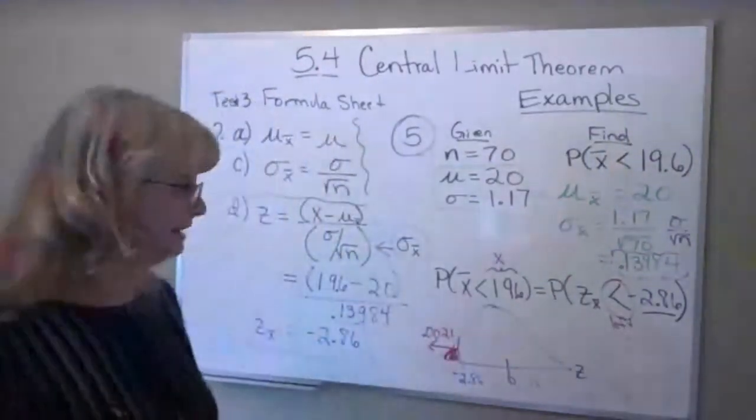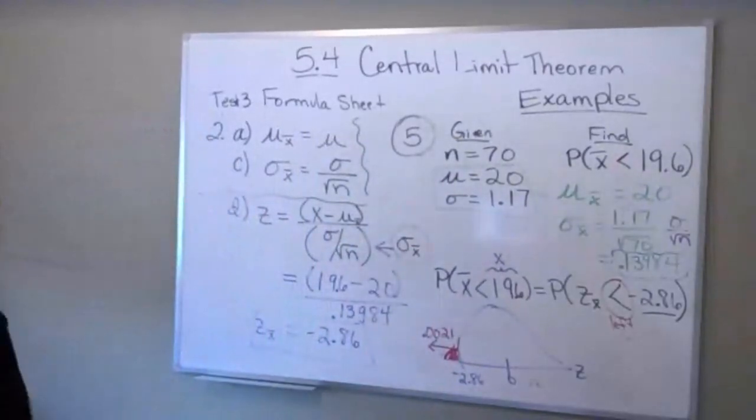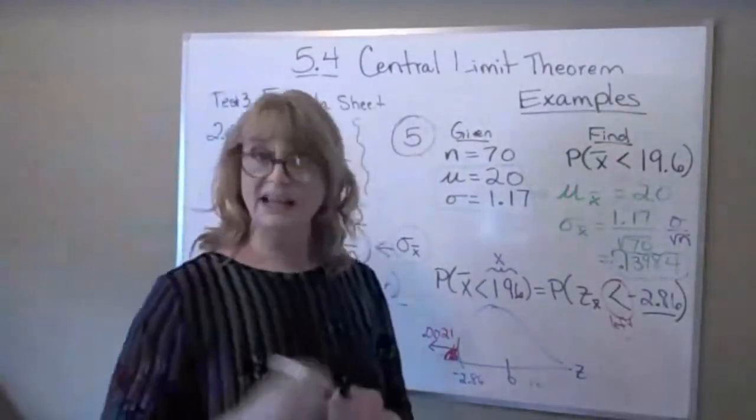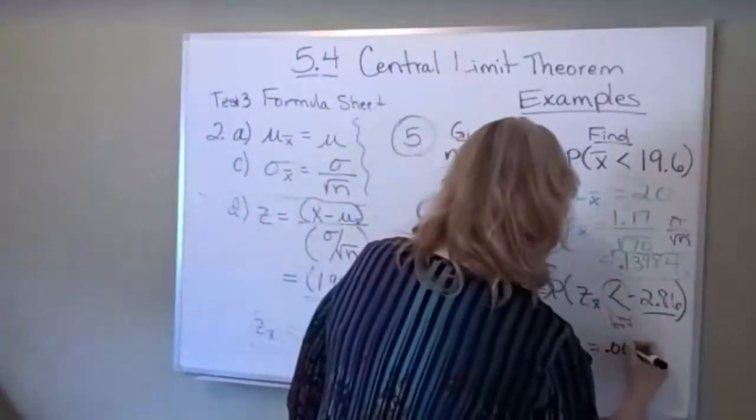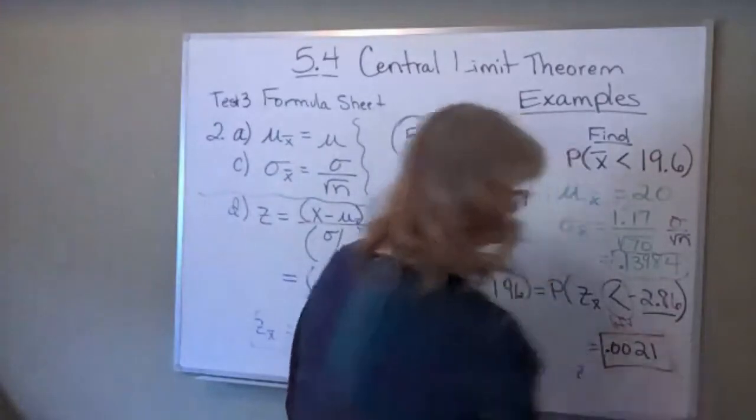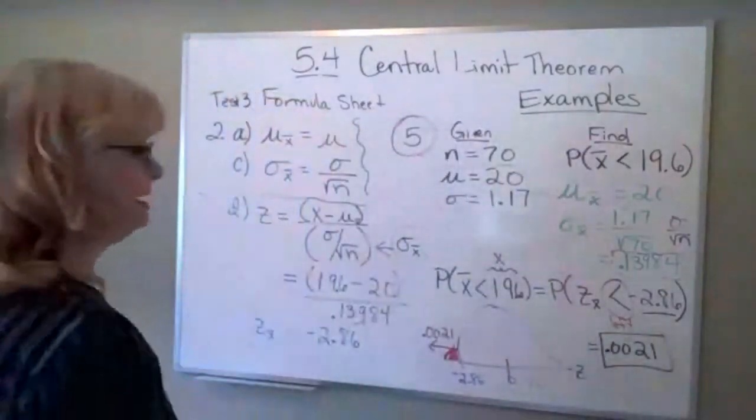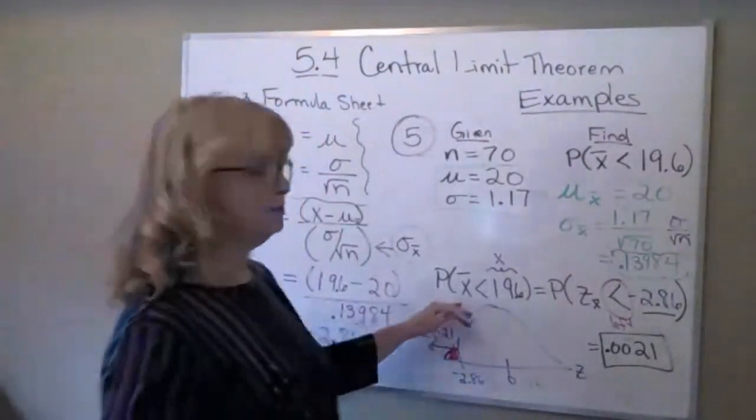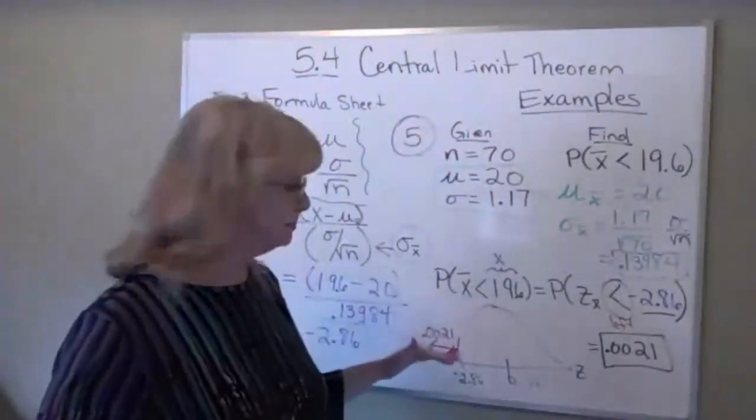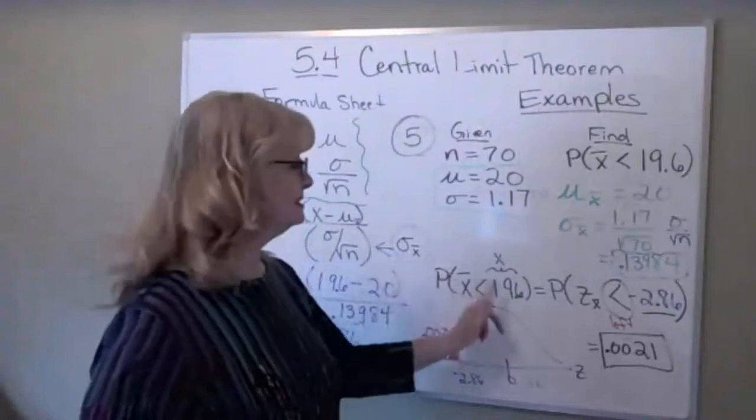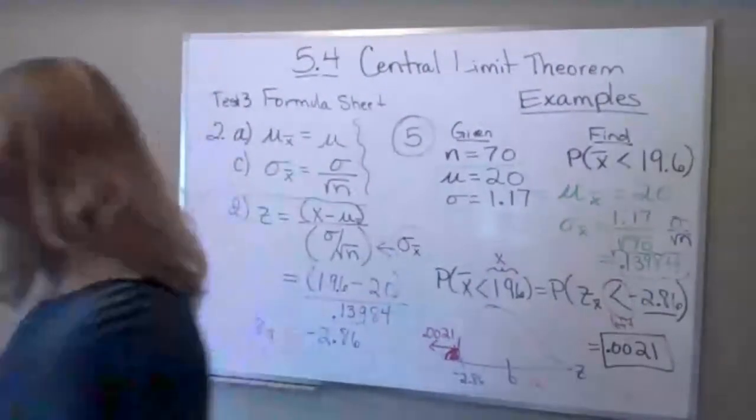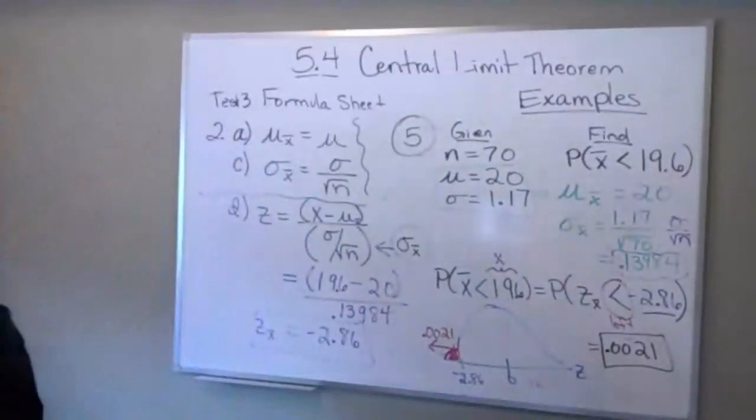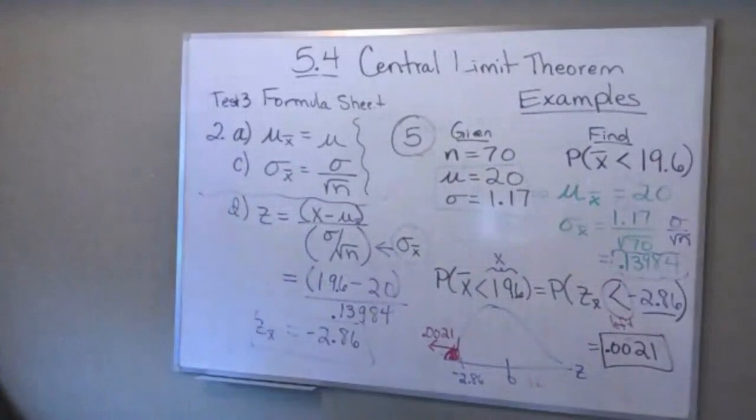And because I'm looking for the less than probability, that area to the left is the probability. So this equals 0.0021. And that's a very tiny probability. A very tiny probability that a sample mean, a randomly selected sample, will have a mean less than 19.6. That's what we're talking about here. You're finding probabilities about sample means. So I'm going to put my answer in here. I got 0.0021.